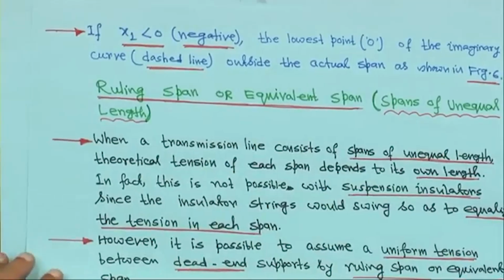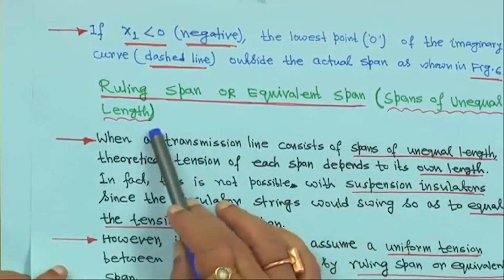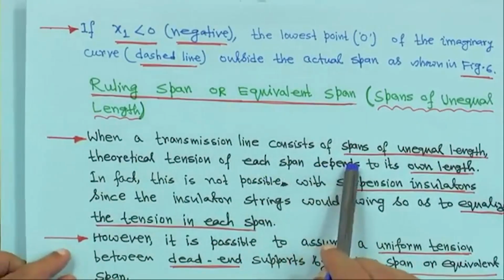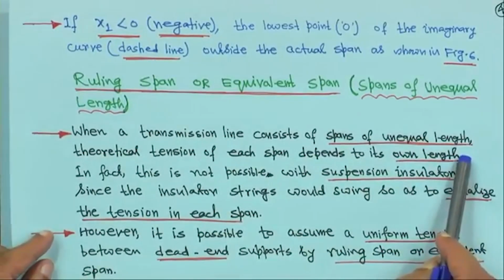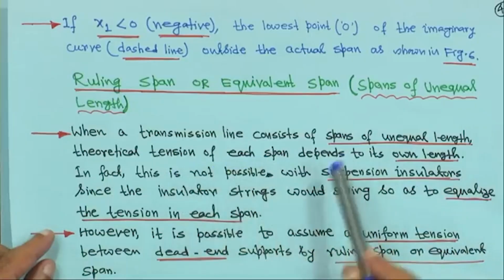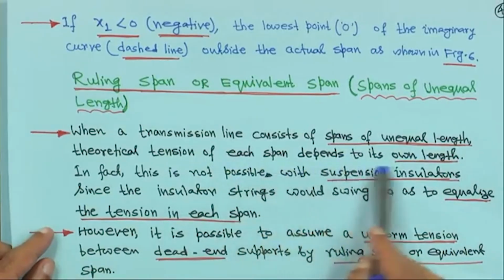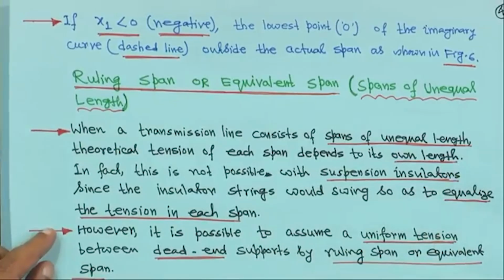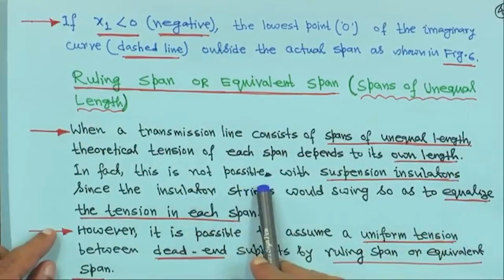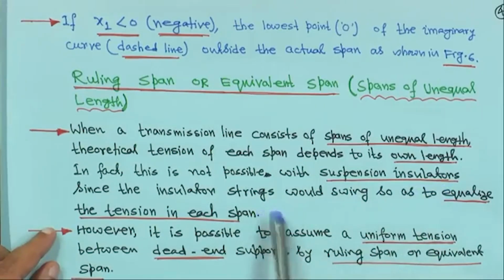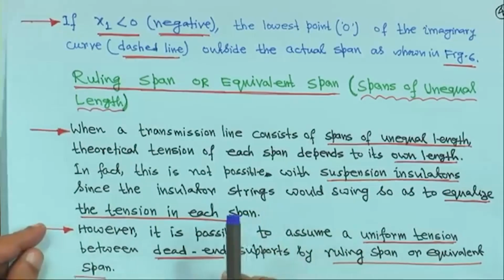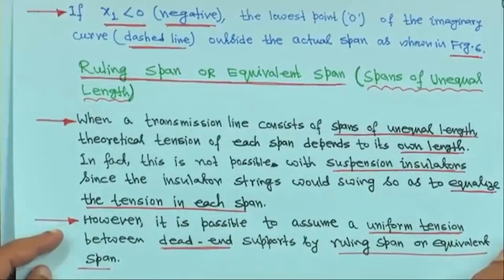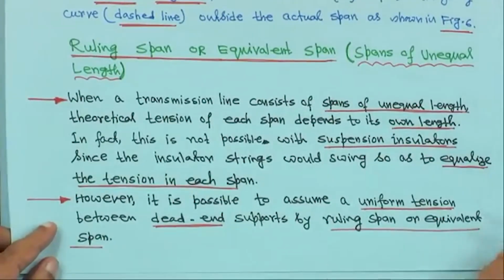Now, ruling span or equivalent span, that is, spans of unequal length. Suppose a transmission line consists of spans of unequal length. In reality it generally does not happen, but theoretically, if it happens, then the tension of each span depends on its own length, that we know, because we have seen all these derivations. In fact, this is not possible with suspension insulators, since the insulator string should swing so as to equalize the tension in each span. That means generally the distance between two towers is equal. But anyway, we are saying unequal span if it happens.